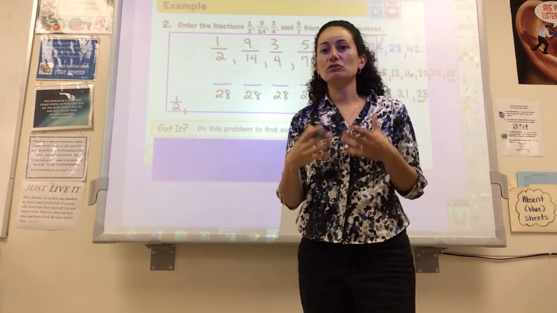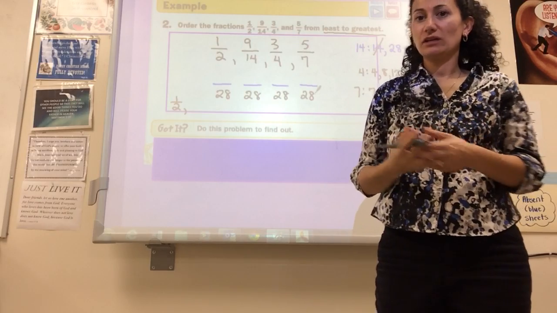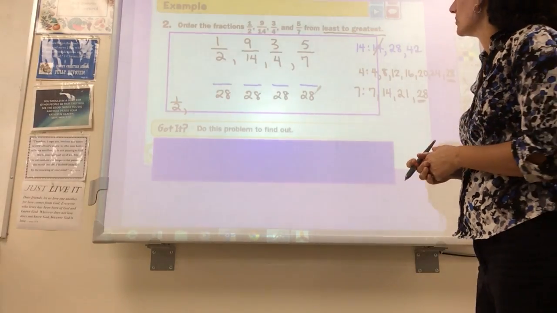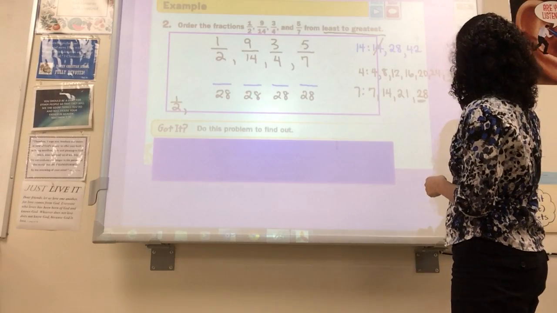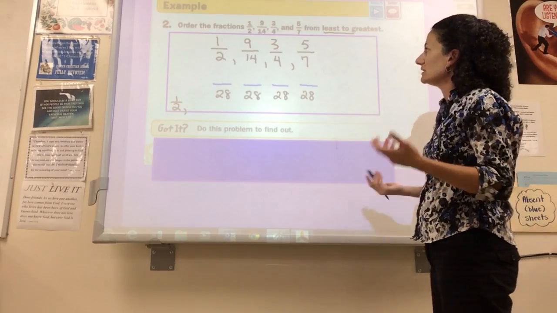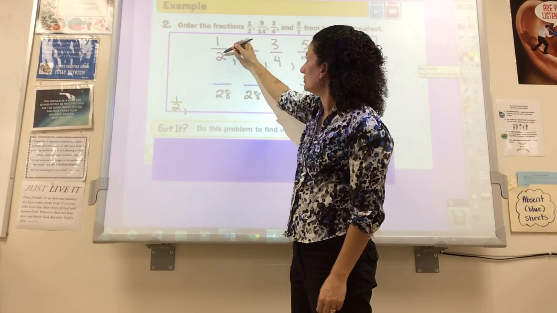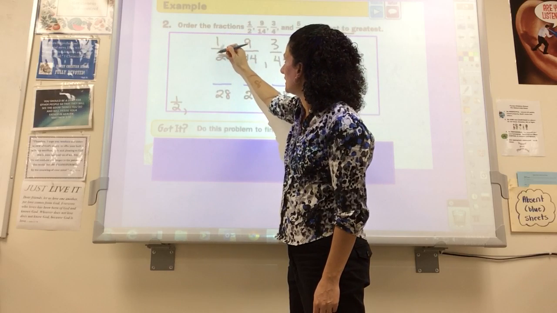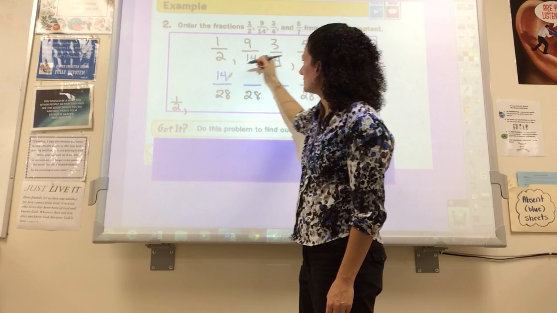Now remember, whenever you change the denominator, you're going to have to change the numerator by multiplying by the same numbers. Okay, so let's see if we can do these quickly by using our times tables. Okay, and this becomes easier the more you practice. All right, 2 times 14 is 28. So I'm going to have to do 1 times 14, which is 14.